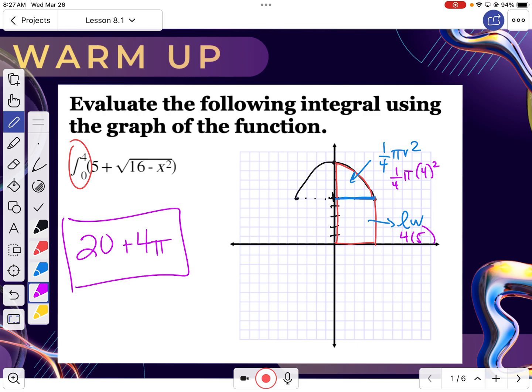Okay, there are copies on the back table if you needed to get one. All right, I just put those out. I apologize that I took so long. All right, so just do an area.